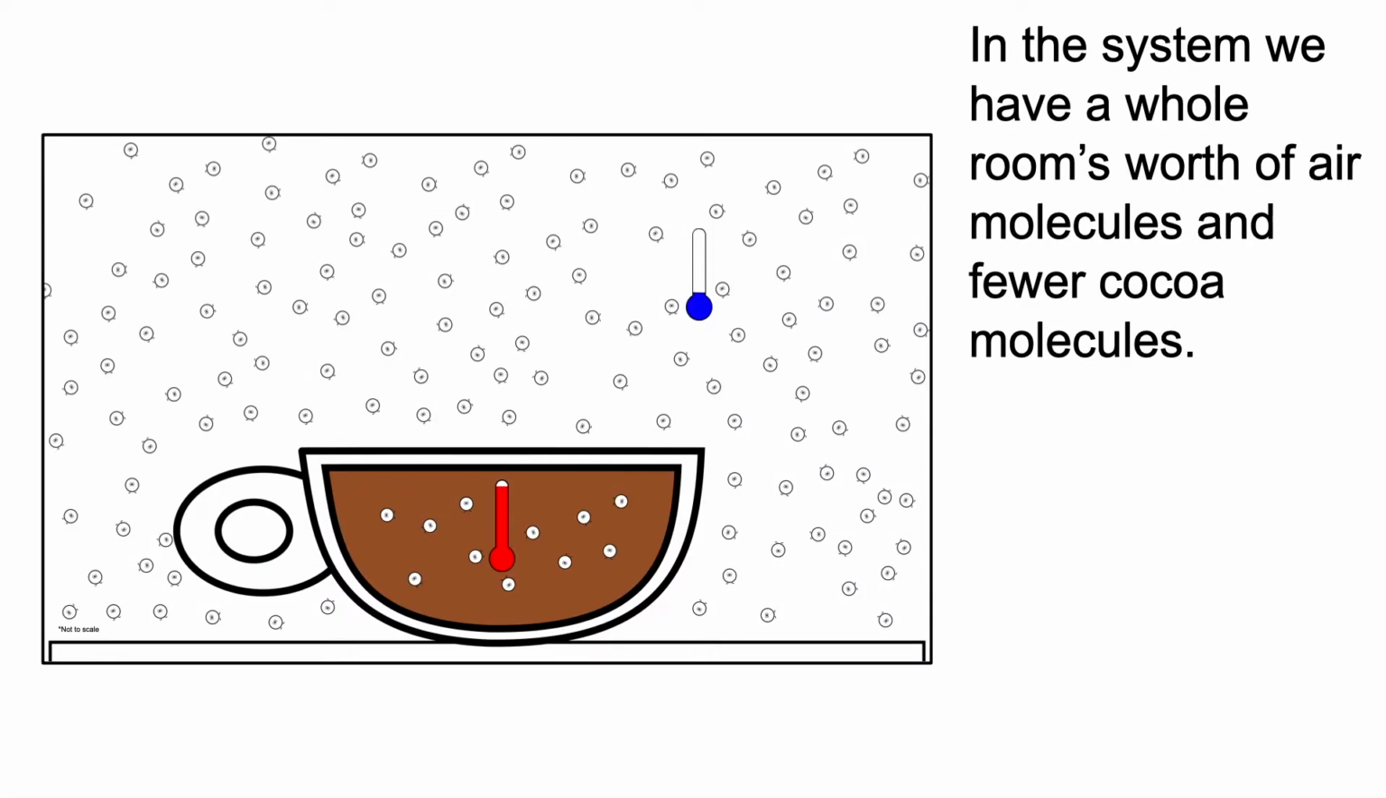In this system, the air and cocoa are made up of molecules. There are many air molecules, an entire room's worth, and fewer cocoa molecules, just a mug's worth. The air is cooler than the cocoa, meaning that the air molecules are moving around less. Since the cocoa is hot at the start of the simulation, its molecules are moving a lot. However, they will slow down as the cocoa cools and eventually reaches the same temperature as the air.